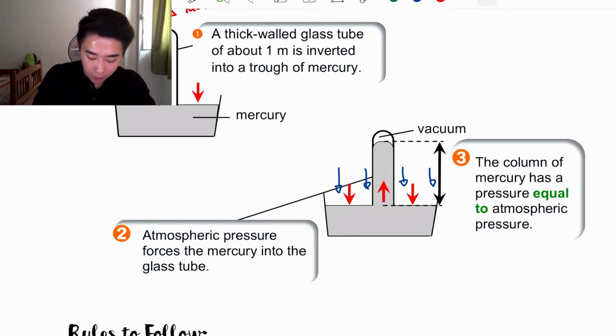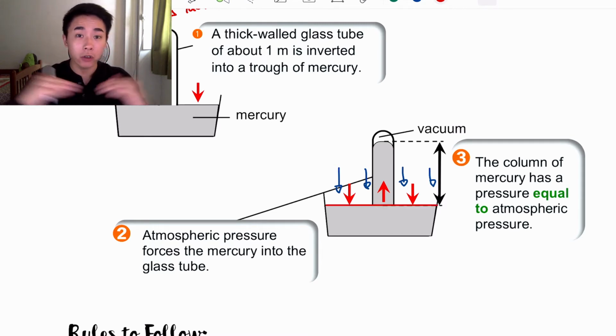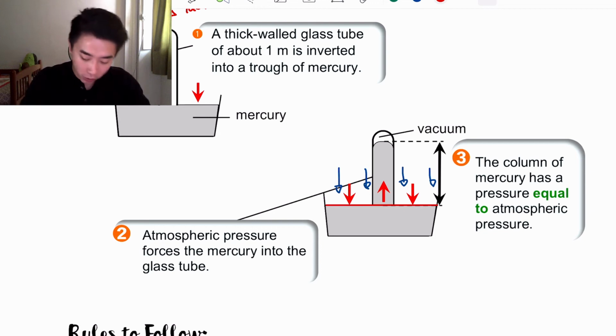Another way to think about it is this, where if you draw a horizontal line over here, this horizontal line represents points with all the same pressure.